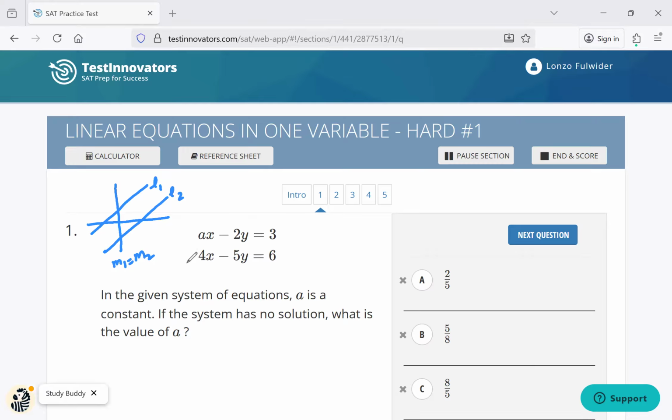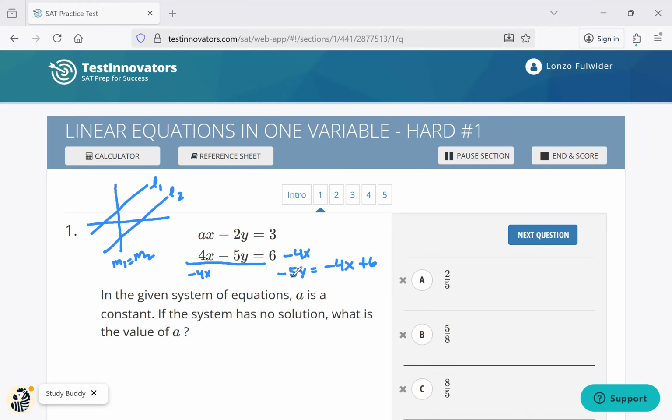So if we look at the second equation right here, let's find the slope. We can't find the slope, this is in standard form. We can't find the slope using standard form. So we've got to put it in y equals mx plus b form, right? So you've got to get y by itself. So I'm going to subtract 4x. So I get negative 5y equals negative 4x plus 6.